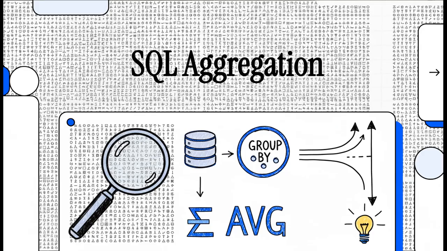All right, picture this. You've got a spreadsheet or a database table with thousands, maybe even millions of rows of data. All the raw information is there, sure, but the story, it's completely buried. So how do you find it? Well, that's exactly the power we're going to unlock today.